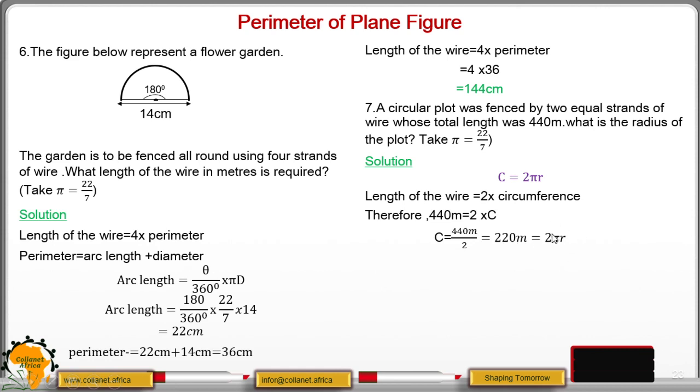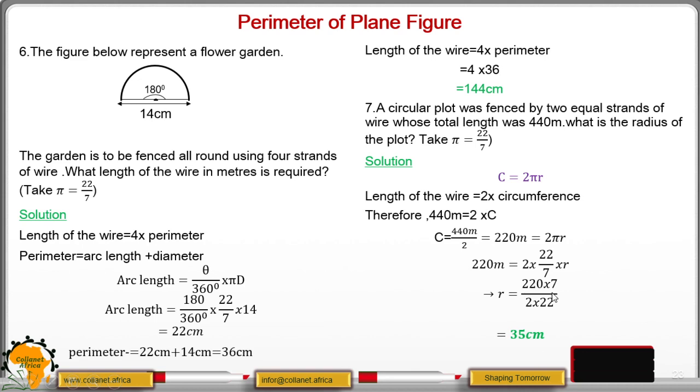But this one is equivalent to 2 pi r. Remember, this is the formula of getting the circumference. So 220, now you replace 2 times pi, then times r. Remember, we are getting the r. So to get the r, you multiply by the denominator, 220 times 7, and then you divide by the numerator, which is 2 times 22. And that way, when you simplify, you get that the radius will be 35 centimeters.